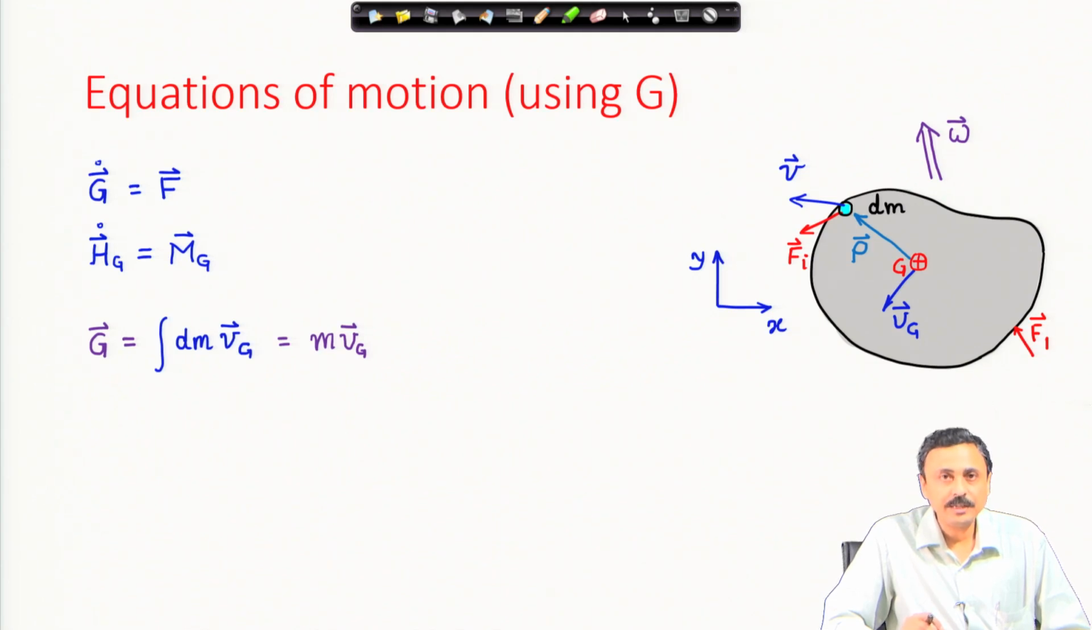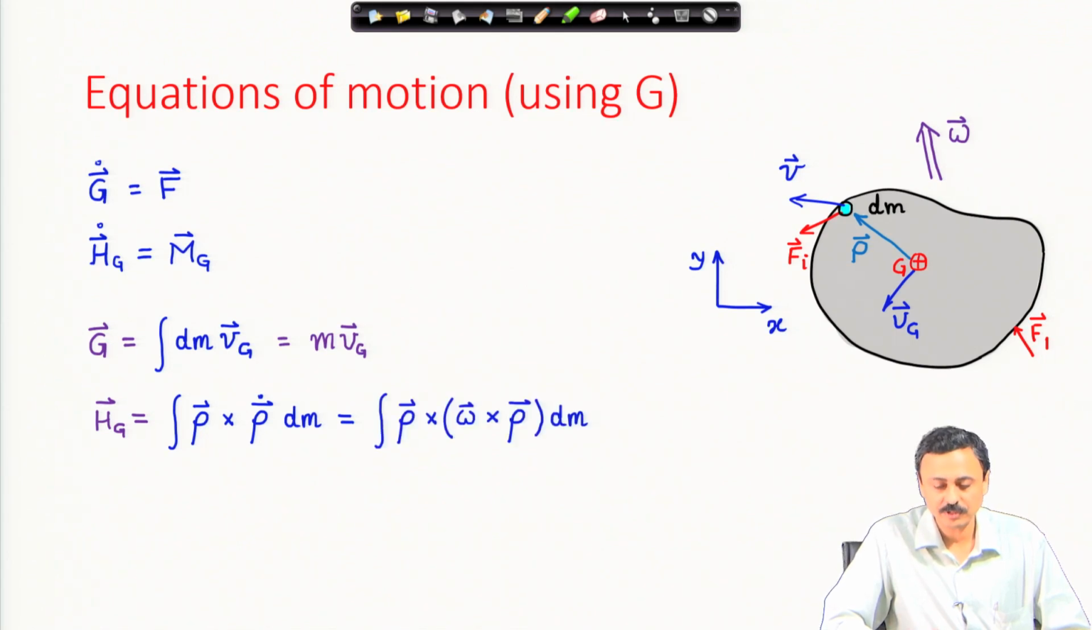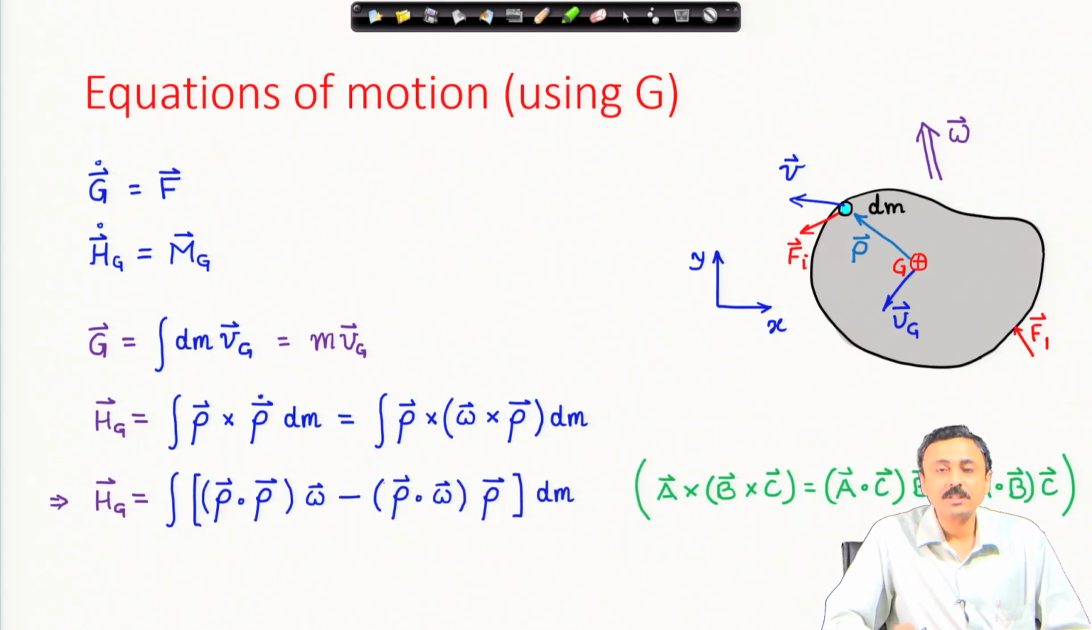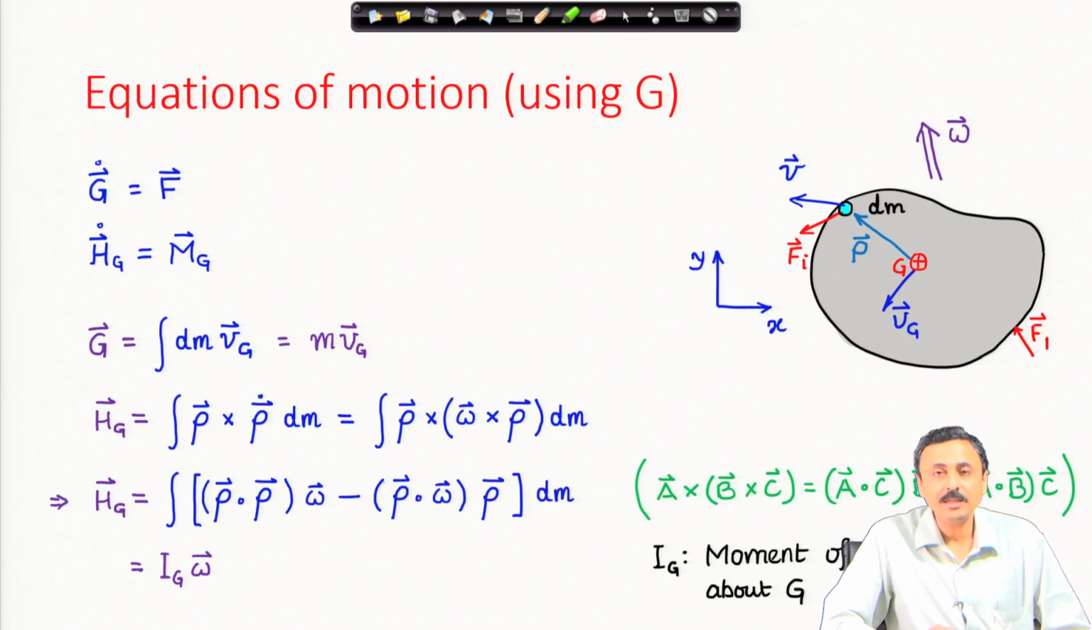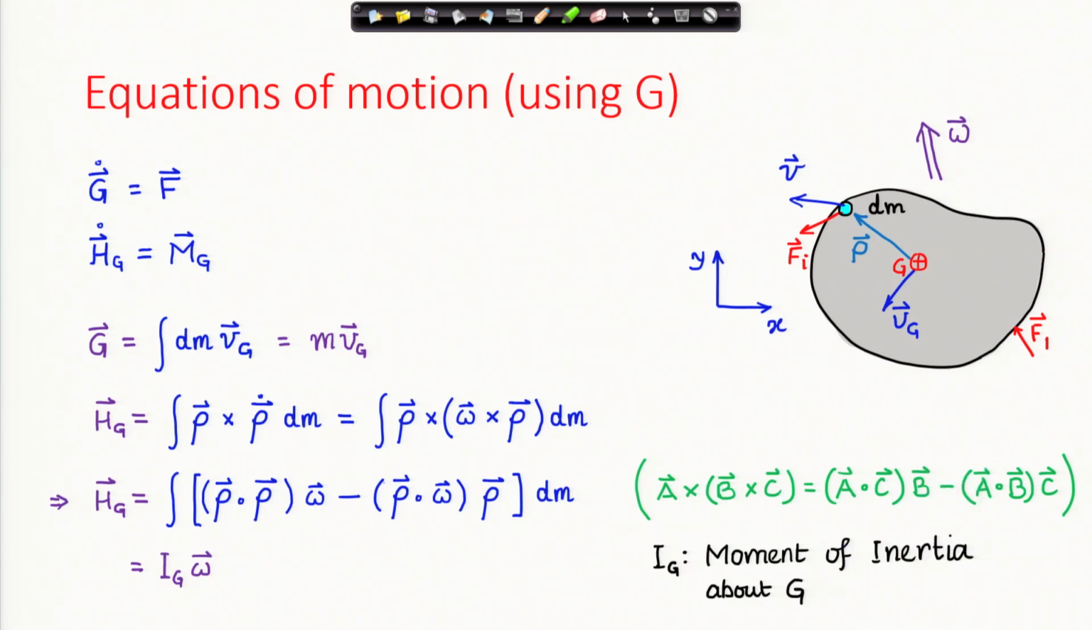And you know that the linear momentum of the center of mass is defined this way: the total mass times velocity of center of mass. And the angular momentum, we have defined it this way about g, it is arm cross the relative velocity dm for a rigid body, and for a rigid body rho dot, the relative velocity is omega cross rho. And we had used this vector identity to finally obtain the angular momentum in a simple form as I g, the moment of inertia about g, times omega. I g is the moment of inertia about g.